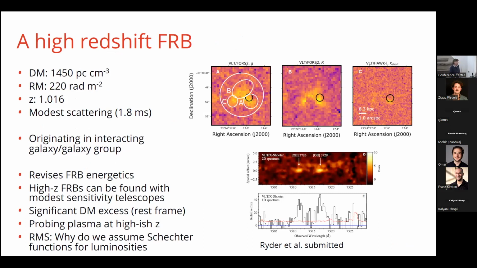So, going from the populations to individual sources, this is a discovery from last year where we had a dispersion measure of 1450 and a rotation measure of 220. That's in our frame. Given the redshift, it goes up to 880 in the host frame. And there is scattering, we're not quite sure where it's coming from. These things are all at the same redshift, so we're not sure if this is one galaxy that's been disturbed, or if there's a little group here or something like that. But really, the importance here is that it revises FRB energetics. ASKAP as a telescope is not the most sensitive, so this gives promise for being able to detect things at high redshift.